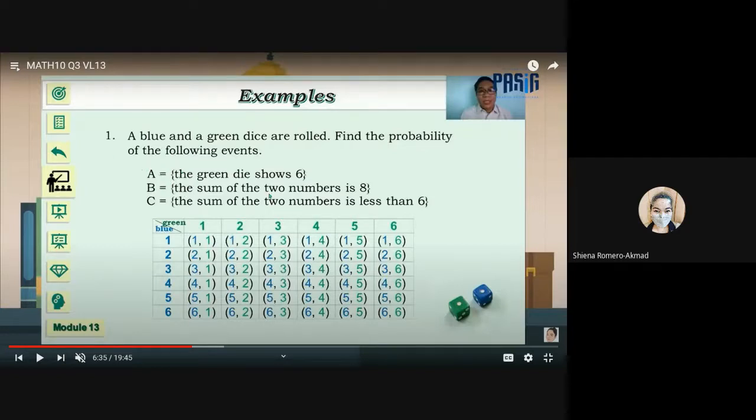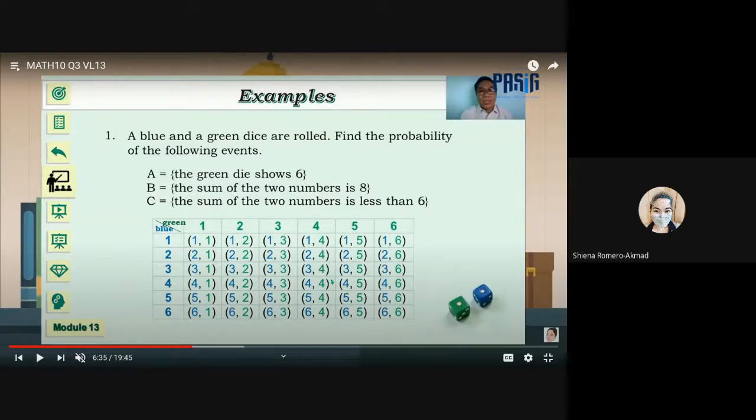How about event B? The sum of two numbers is 8. Alin kaya dito yon? Bilangin nga natin. Ano ba yung mga sum is 8. 4, 4, 6, 2, saka 5, 3 po. Ay, 3, 5. Oh, di ba? May 5, 3 ka, may 3, 5. So, dalawang magkaiba na yon.